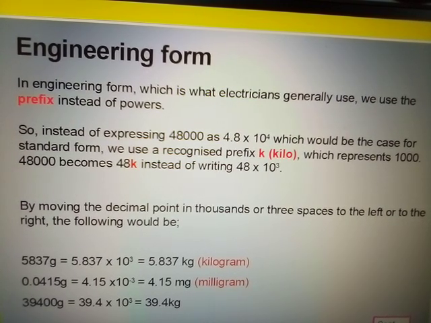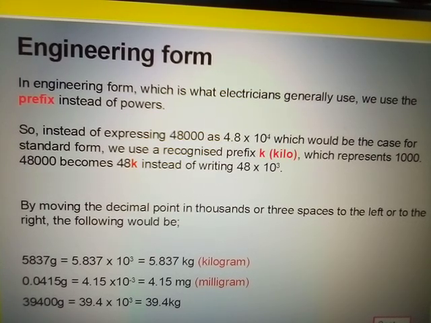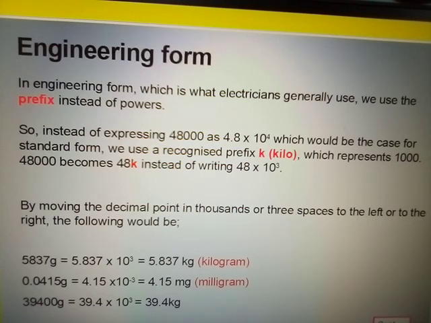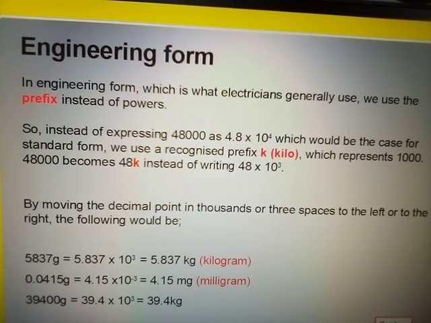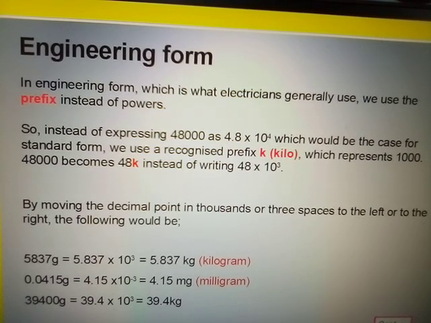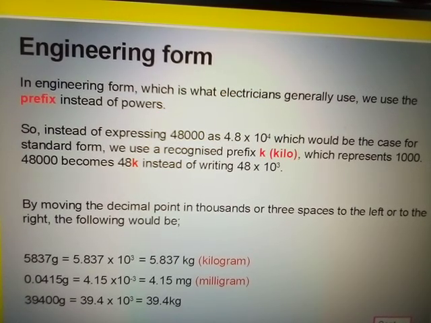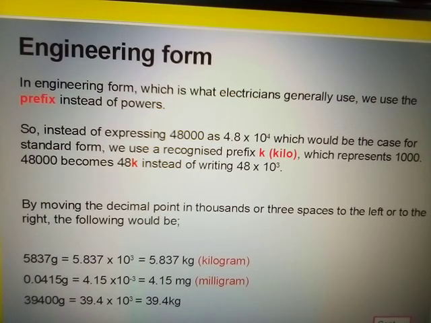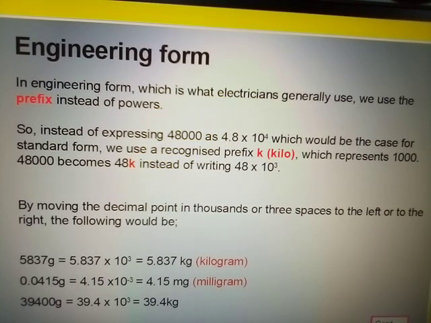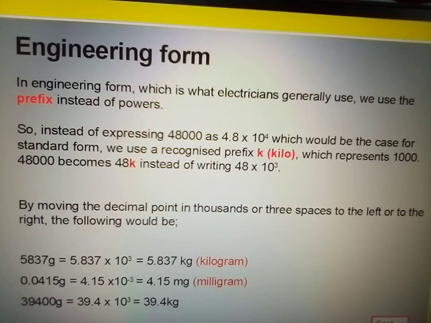By moving the decimal point in thousands or 3 spaces to the left or to the right, the following would be: 5,837 grams equals 5.837 times 10 to the 3, 5.837 kilograms. 0.0415 grams equals 41.5 times 10 to the minus 3 milligrams. Now be aware of that, keep that in mind. 39,400 grams equals 39.4 times 10 to the 3 kilograms.